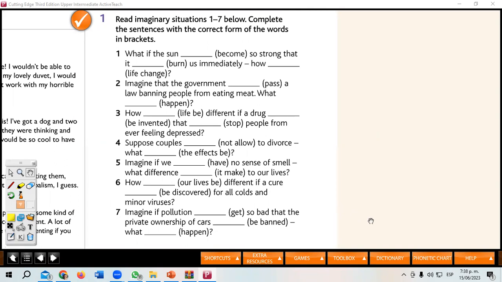Okay, teacher. Number 4. Suppose couples were not allowed to divorce. What will the effects be? What would the effects be? It is correct. If couples were not allowed to divorce, what would the effects be? Okay. Another one for another student.